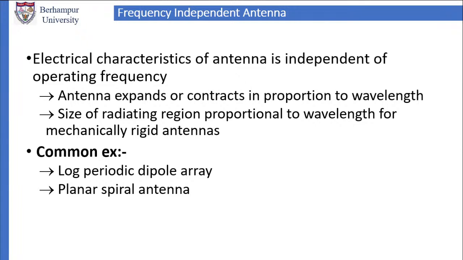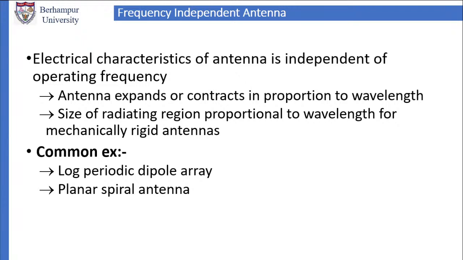Now, if there is a requirement of a larger bandwidth, a broad band, then what we have to do is use multiple such antennas of different frequencies. So each antenna will radiate at different frequencies. That is one solution. But in that case, you will require a very large number of antennas to cover a large frequency range. There has to be some method to make the antenna frequency independent, at least over a desired band of frequency.